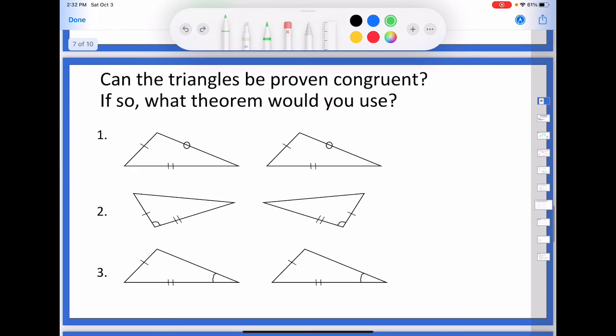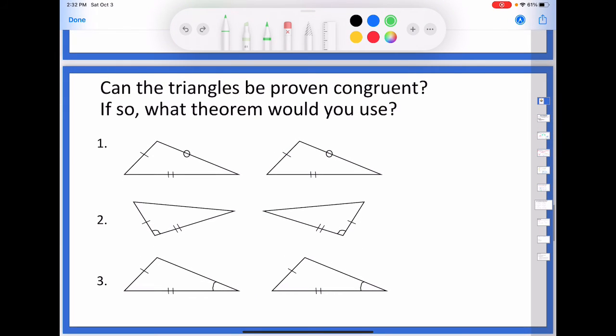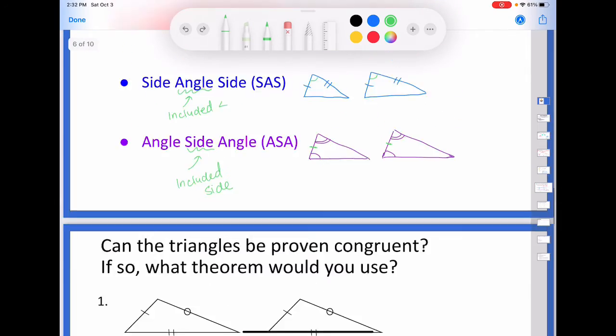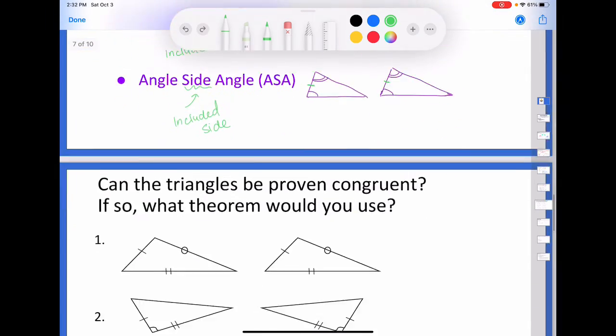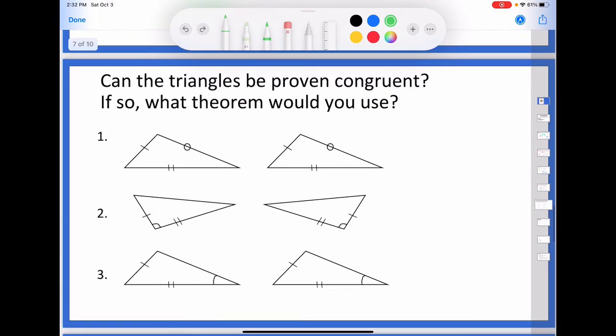All right, so a little bit of practice using those new methods. If you look at each pair of triangles here, decide if you can prove them congruent, and if you can, which one of those three ways would you use? Okay, pause your video and see if you can do this.